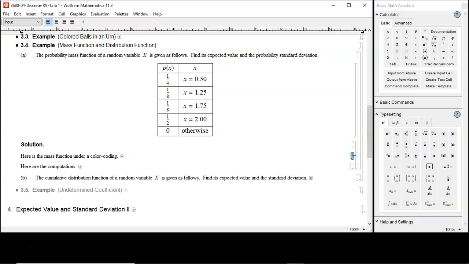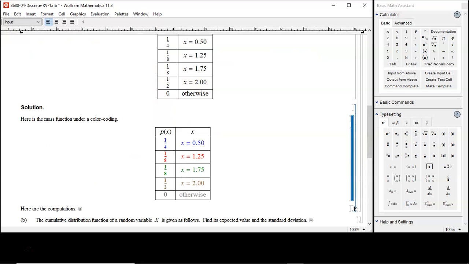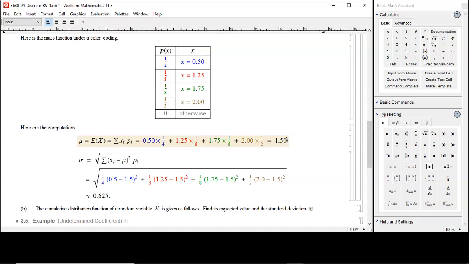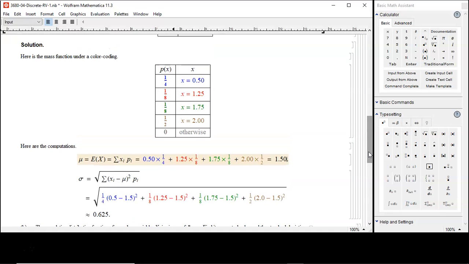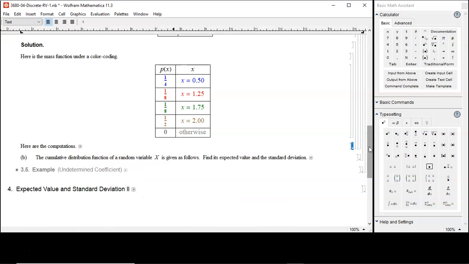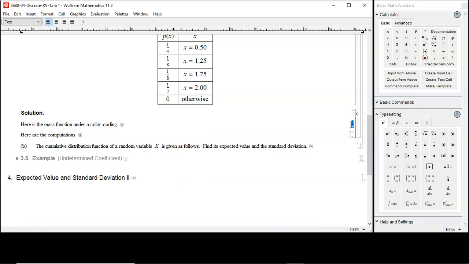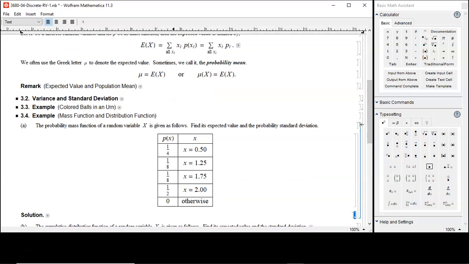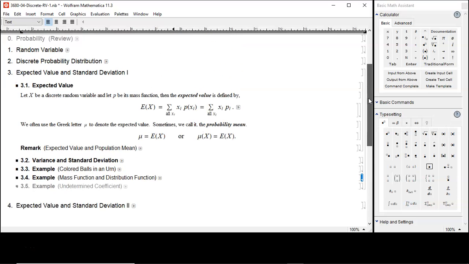Let me save time this time. So here's the color coding, and then here's the computation of the expected value. Multiply, multiply, multiply, multiply, and then add them all up. Color codings help. Alright, does everybody feel comfortable with expected value computation? And then the theoretical meaning.